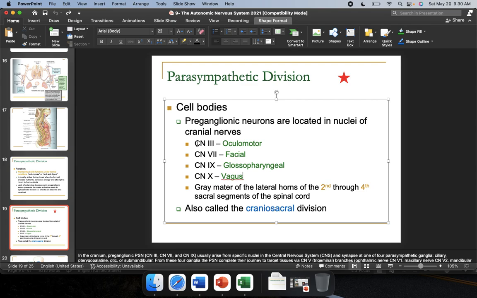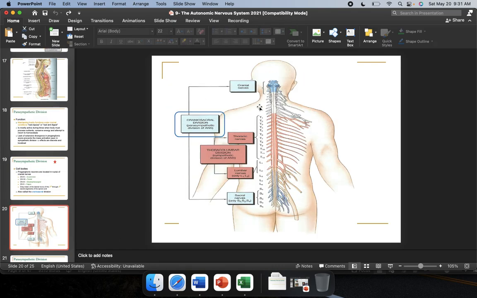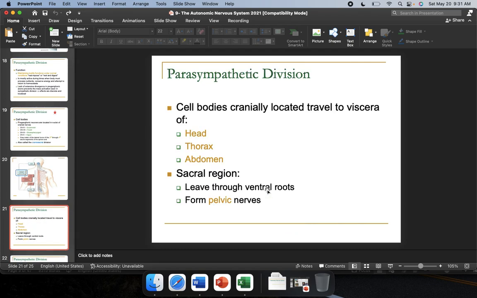So these nerves, specifically cranial nerve 3, oculomotor, cranial nerve 7, facial, cranial nerve 9, glossopharyngeal, and cranial nerve 10, vagus, are all going to have preganglionic neurons located in the nuclei of these cranial nerves. So this is that craniosacral division. We're up here, we're down here. Head. So cell bodies cranially located travel to viscera of the head, like the eyes. We need to get to the heart, the gut and bowels and bladder, as well as sex-specific glands.